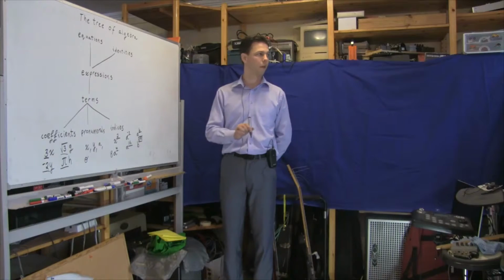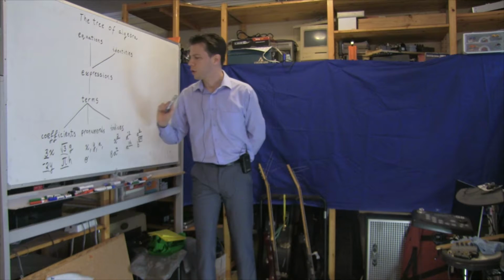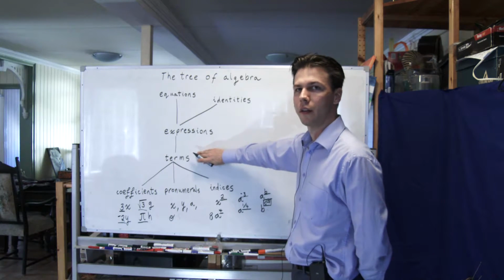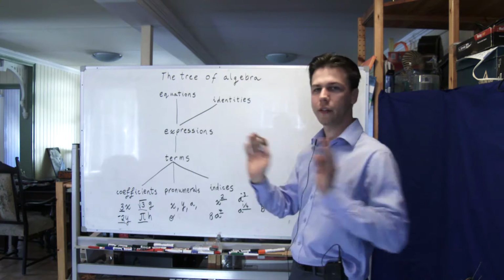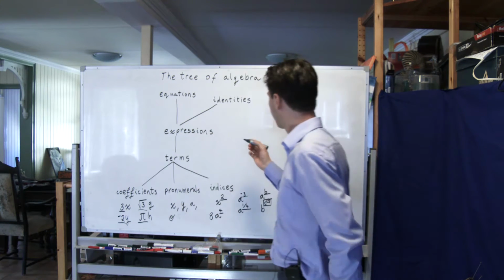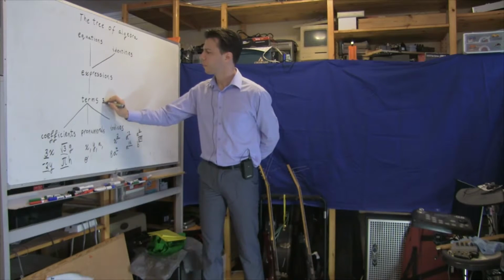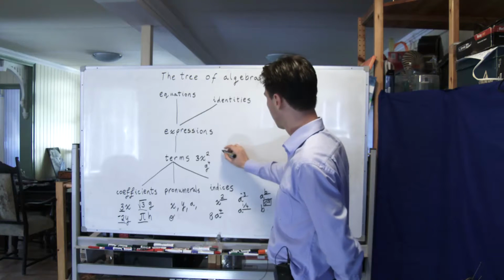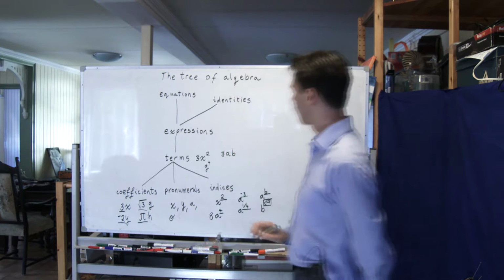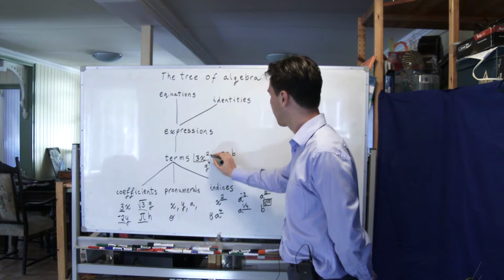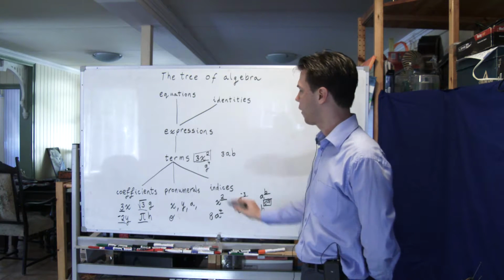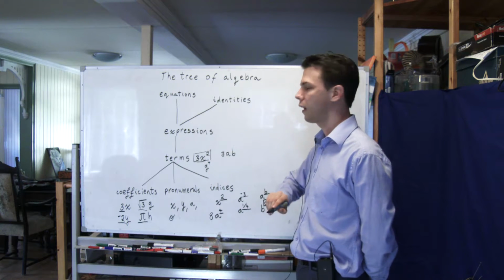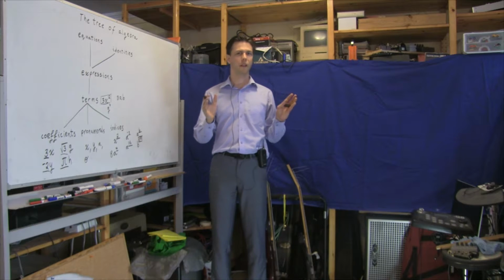Okay, so when we combine a coefficient with a pronumeral and an index, we make a term. We list these things all together and they make terms. Here are some examples of terms. For this term here, we have coefficient of 3, pronumeral of x, index of 2. They all come together, they make a term.